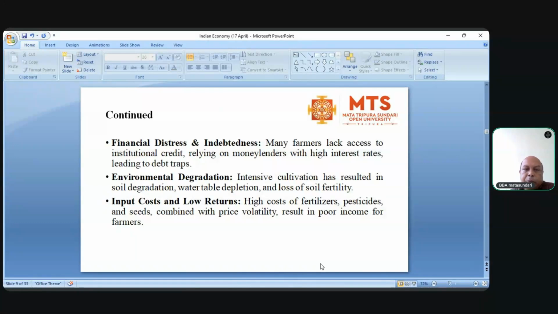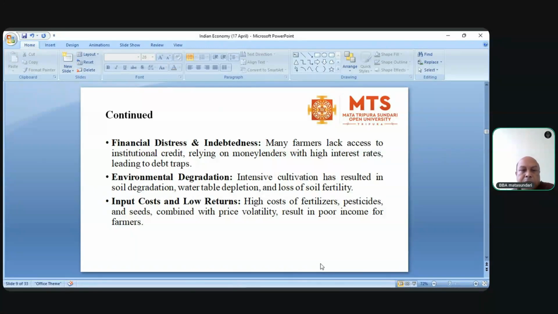Environmental degradation. This problem also arises in India due to intensive cultivation in village areas. Many times, the farmers use chemical pesticides and fertilizers, and it negatively affects our environment. It increases soil pollution, it increases water pollution, and it is also very harmful for our biodiversity.